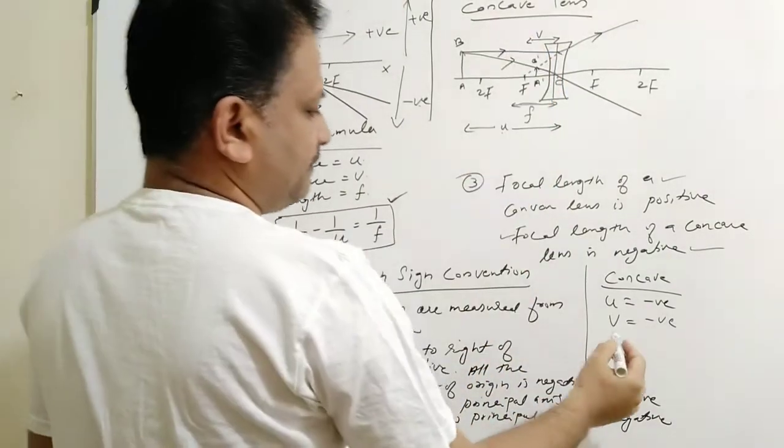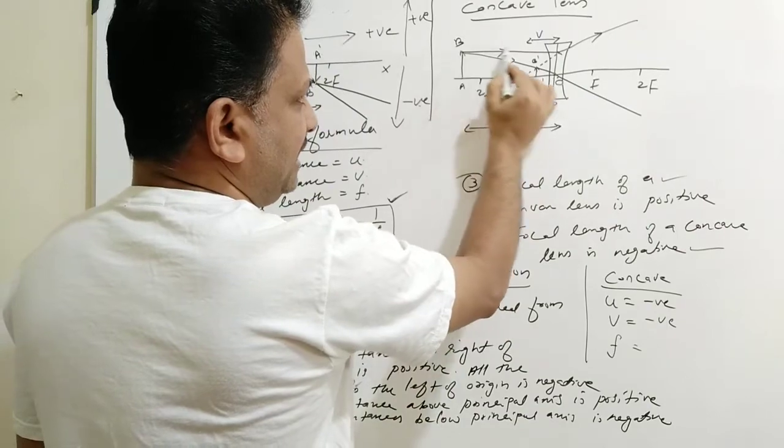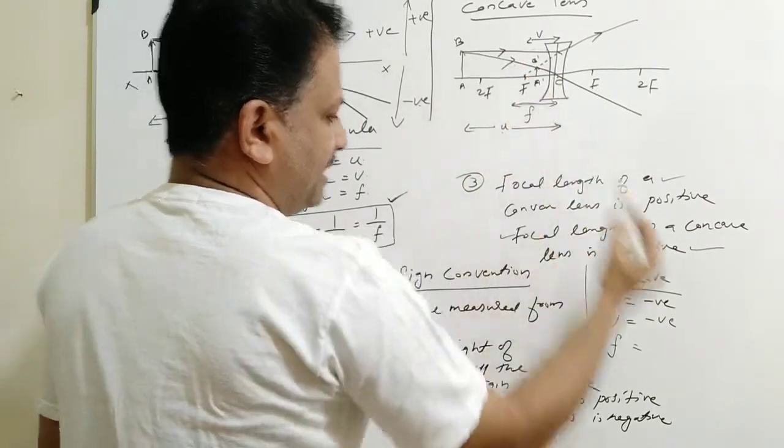And what about the focal length? Focal length is also, you can see, to the left of the lens or against the direction of the incident light ray, it is negative.